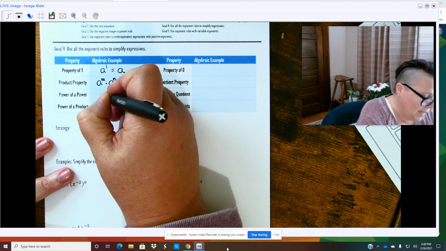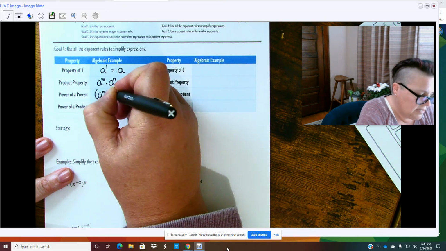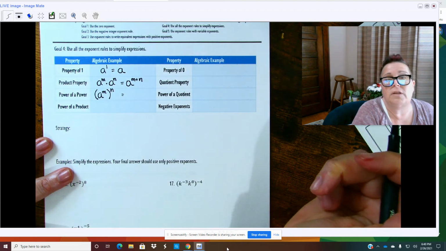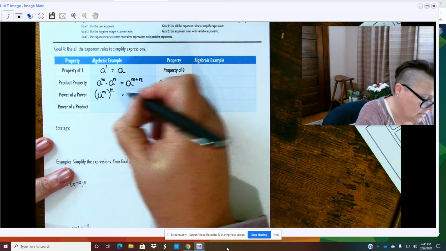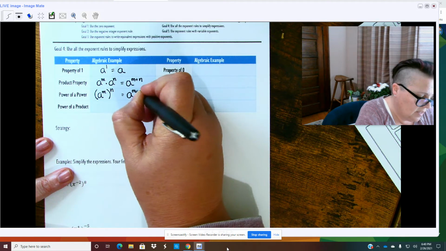The power of a power says if you have an exponential expression and it is taken to an additional power, what you can do to simplify this is multiply the powers together. This would be the same as that base to the m times n power.